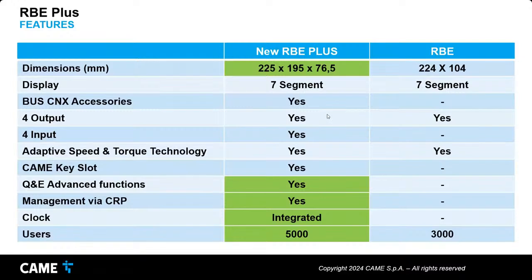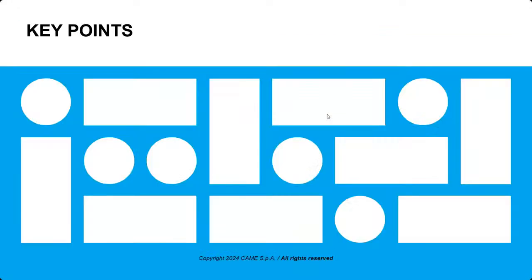So once again, in order to collect all the information that we have seen up to now, QBE advanced functions, then we will explain why we have set this phrase, advanced function. We will explain at the end of the webinar. Management via CRP, integrated clock, and up to 5,000 users. Those are the main strength points of this RBE Plus.